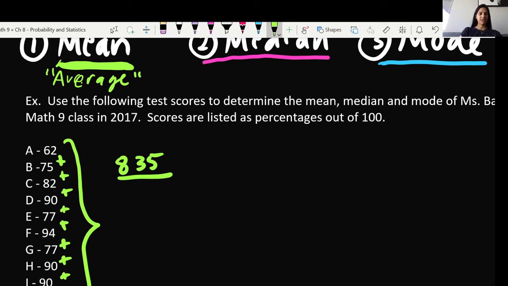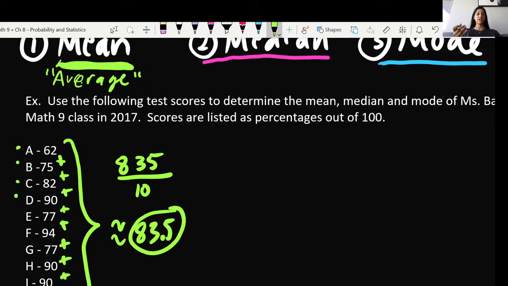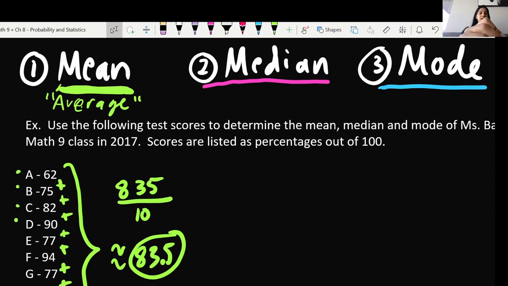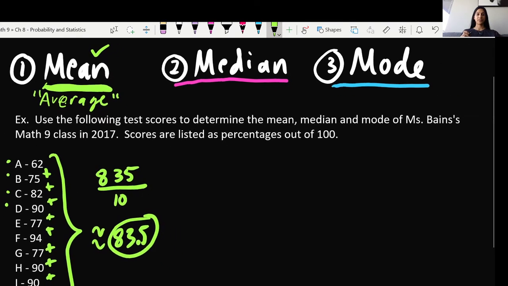And we have 10 different values here. So like 1, 2, 3, 4, on and on to the bottom would be 10. So basically after doing this, we would find that our average or our mean is 83.5. So I'm going to circle that because that's our answer for the first portion. So that would be us calculating the mean or the average.